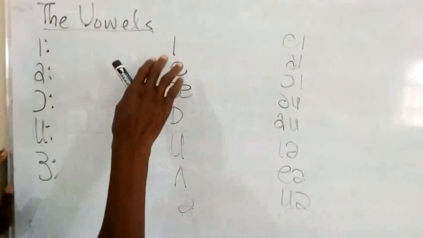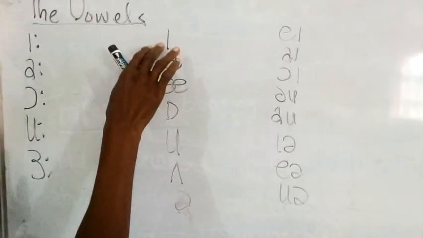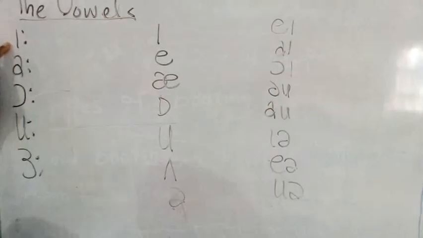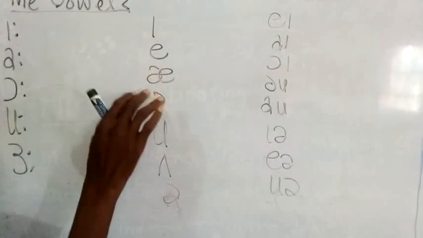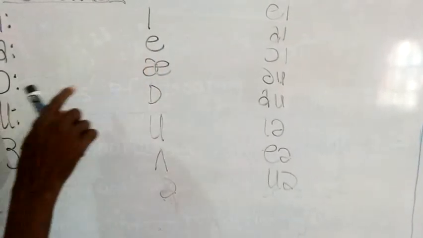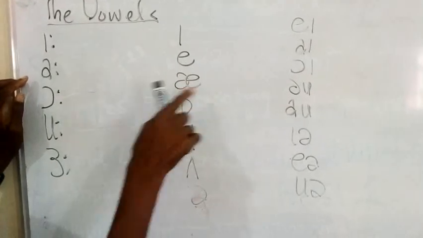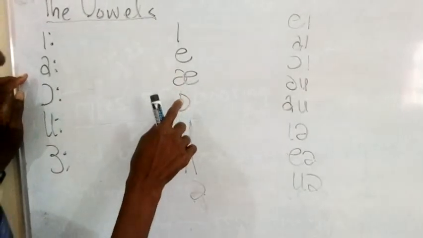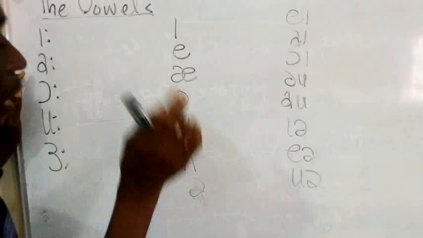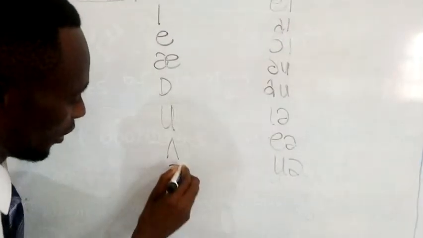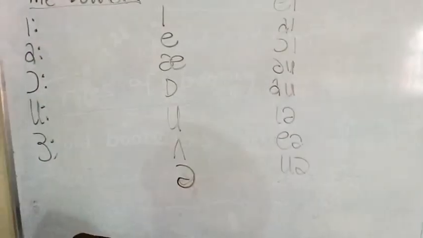Now we come here. This is I. You see that it's short compared to this one, but they're the same sound. I sound. Now this one is e. Now this one is like you are combining a and up. This one is up. Let me write it out. It's like this one is not clear. Yes, it's clearer now. So that is it.